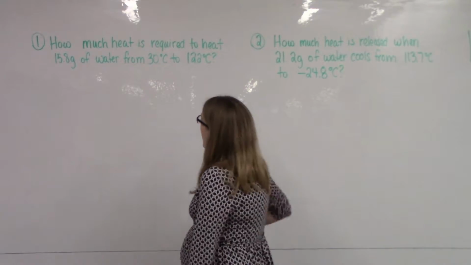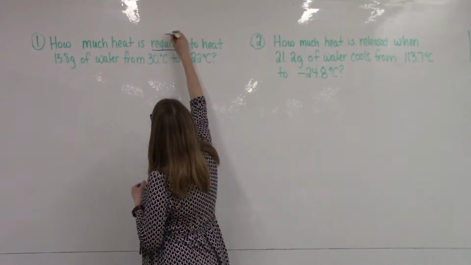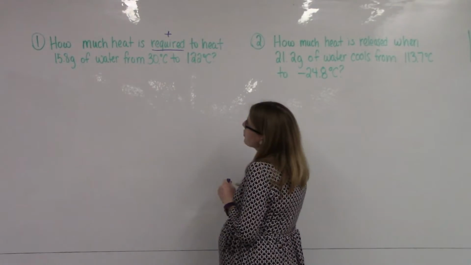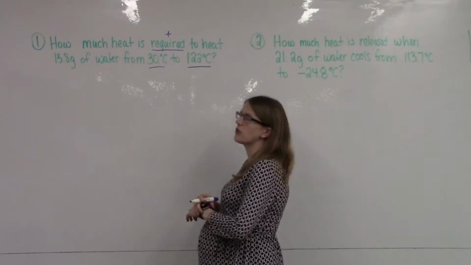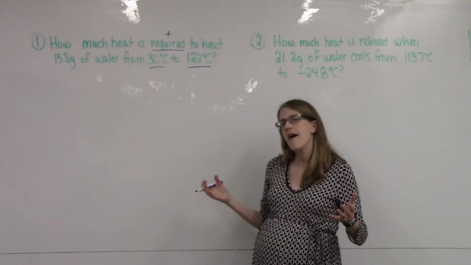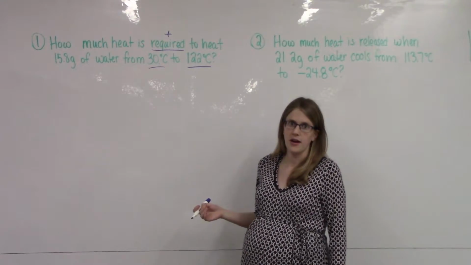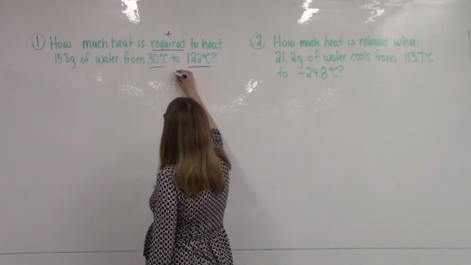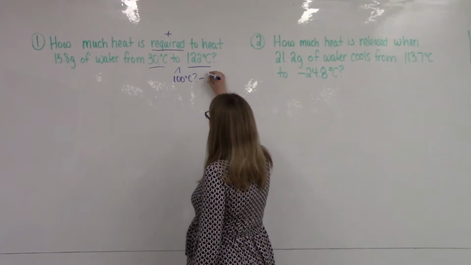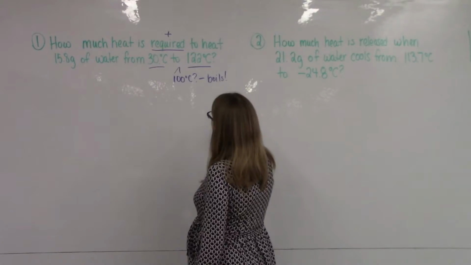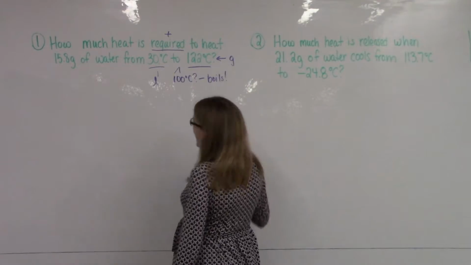So here we go. How much heat is required? First of all, that gives us a hint that this answer is going to be positive. To heat 15.8 grams of water from 30 to 122. Initially, you would read this and you would say, this is a specific heat problem because this temperature is changing. But what happens to water at 100 degrees Celsius? Water boils, right? Here, water would be a liquid, but here, water would be a gas.